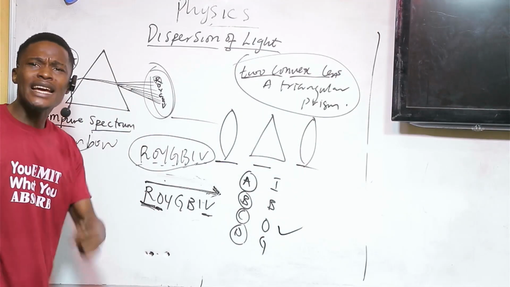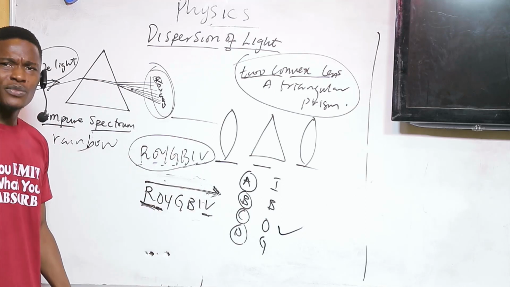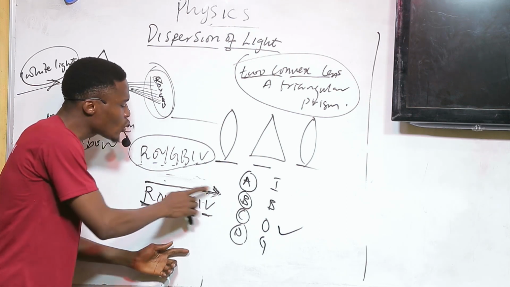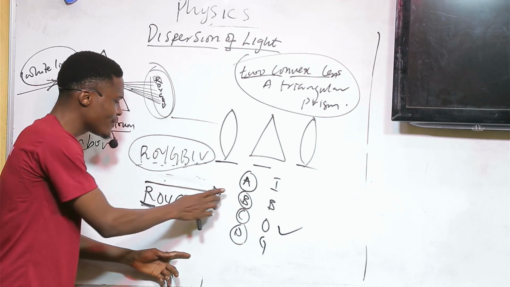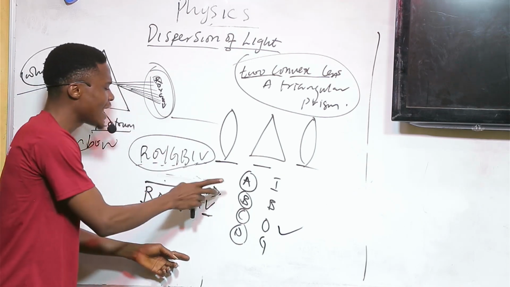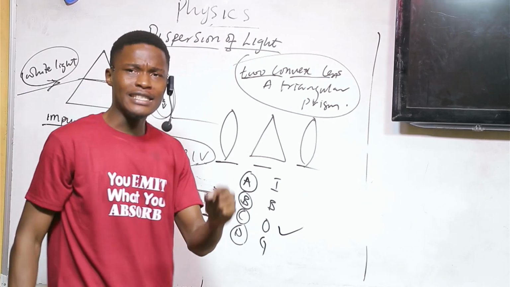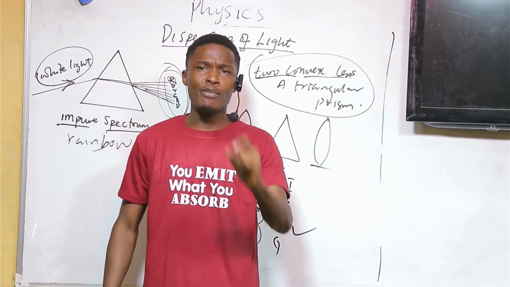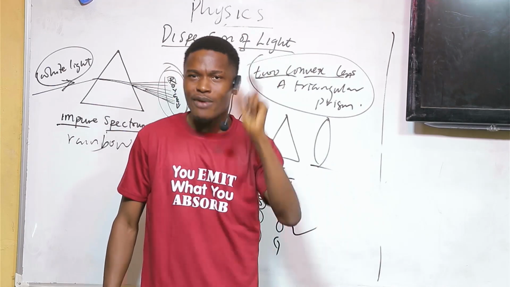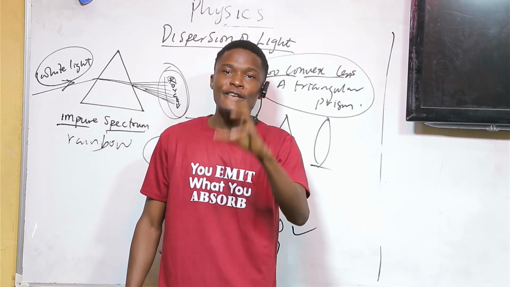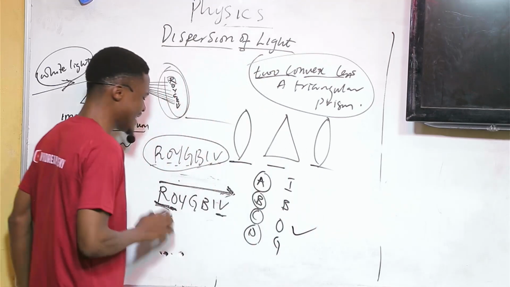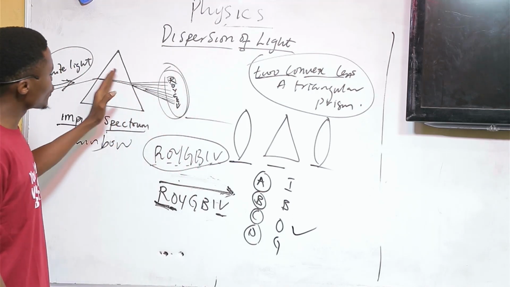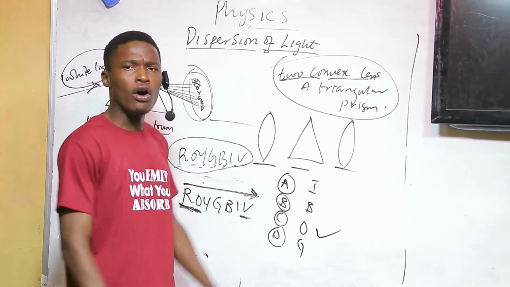Another question they can ask you here is about wavelength. You should know that wavelength decreases from red to violet, meaning that red has the highest wavelength and violet has the lowest wavelength. And you should know that the higher the wavelength, the more visible it will be. When you look at a rainbow, the color you see the most is red. Red is the most visible color in a rainbow because it has the highest wavelength. So these are the questions they can ask you when it comes to the dispersion of light.